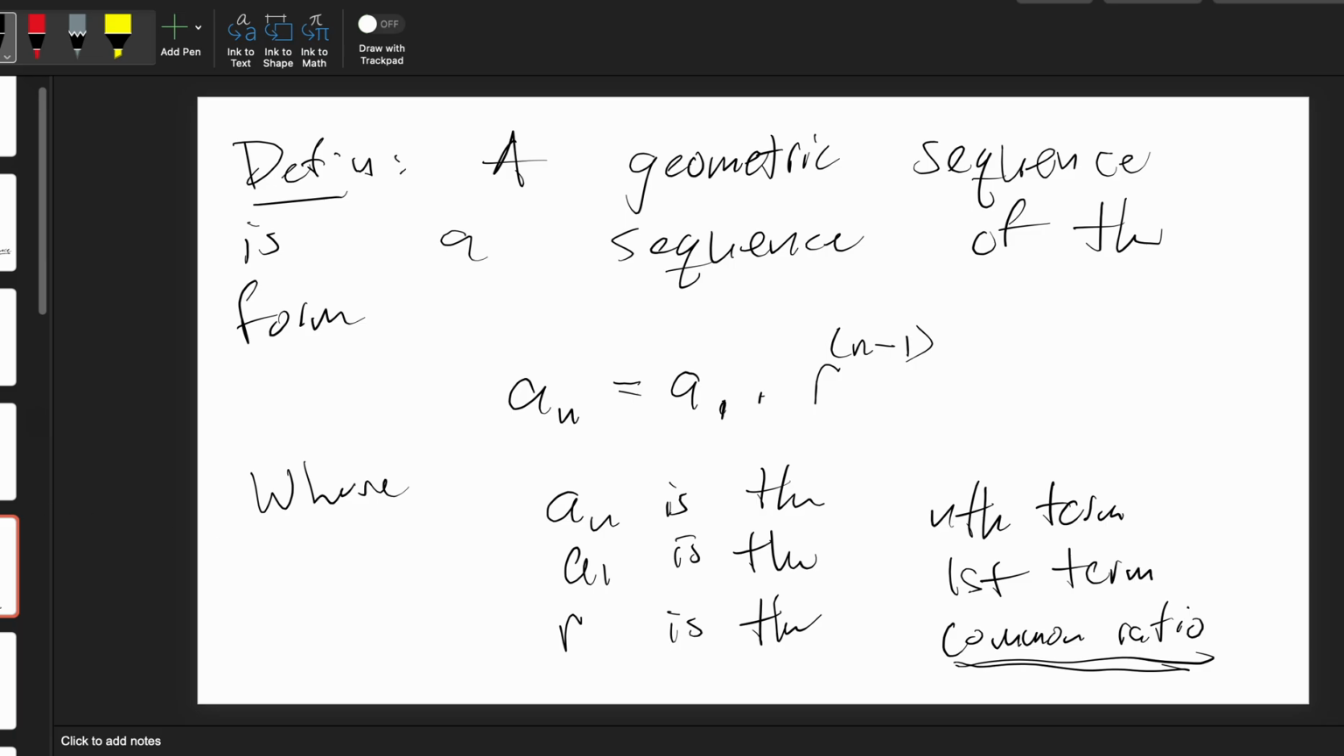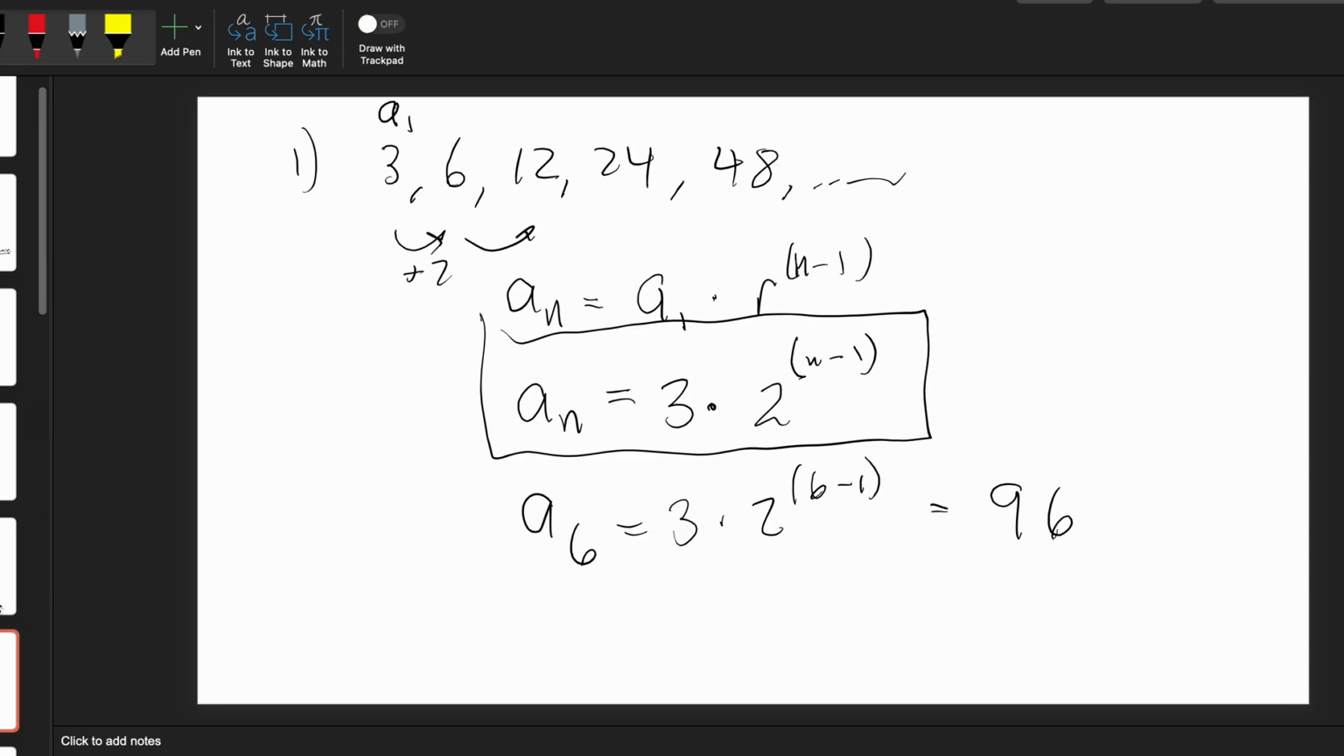And why is there an n minus 1 here? Well, if you look at this example, it's for the same reason. How many times did I multiply by 2 in the first term? Well, 0 times, right? How many times did I multiply by 2 when I got to 6? Well, once. So this is the second element. I've multiplied by 2 once. At the third element, I'll have multiplied by 2 twice. At the fourth element, I'll have multiplied by 2 three times, and so on and so forth. So that's where this n minus 1 comes from. That's why we always do n minus 1.